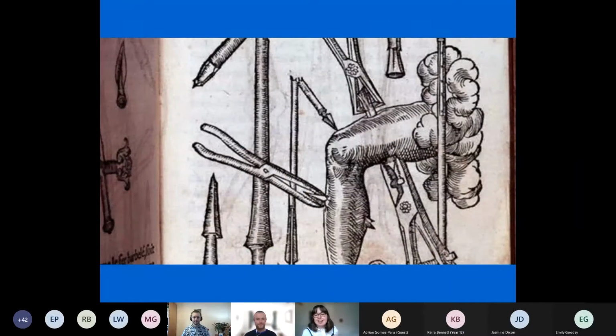This is a really important instrument because this time and period in the Renaissance saw the invention of gunpowder, which meant that suddenly the battlefield was a much more dangerous place to be, and that surgeons and doctors had to respond to all sorts of new injuries that were taking place.